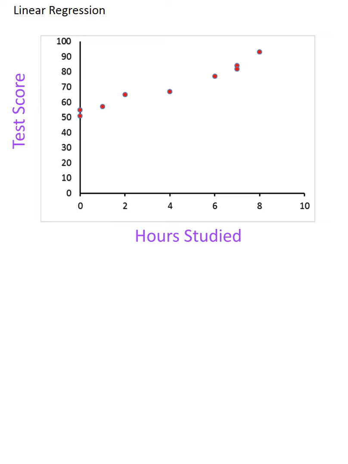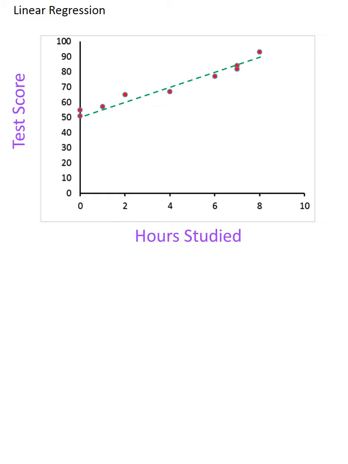Regression might ask the question, is there some predictability or pattern that we see here? Now, these particular data points, these 9 individuals who took this test, their scores appear to line up in an almost linear fashion. And linear regression is the study between how well two variables line up and what kinds of predictions we can make with that.